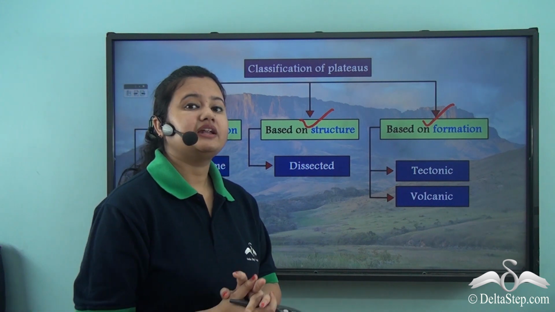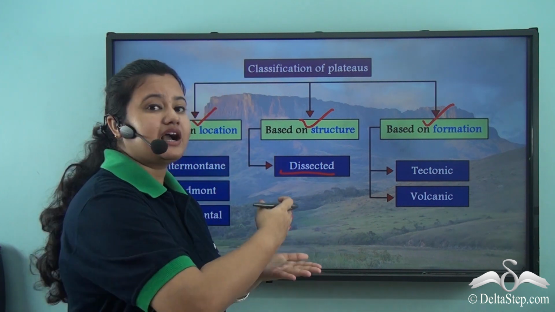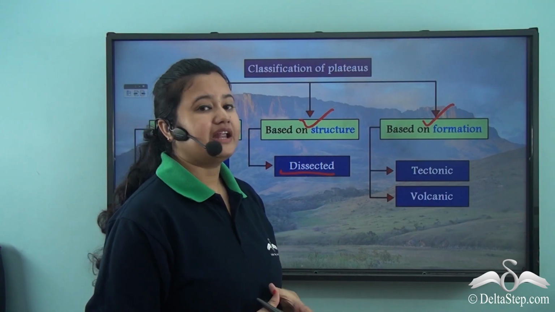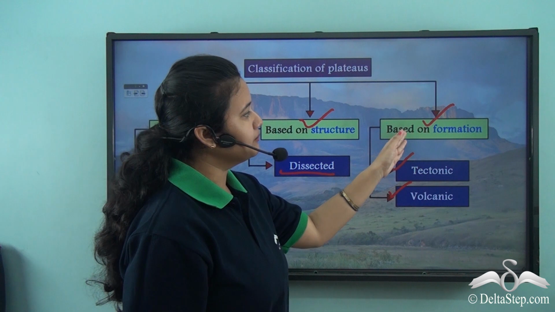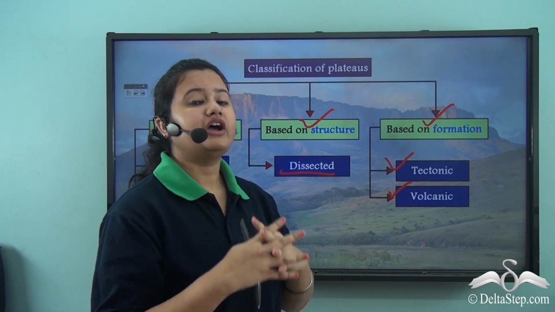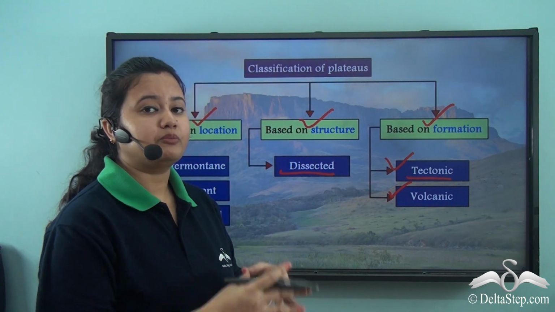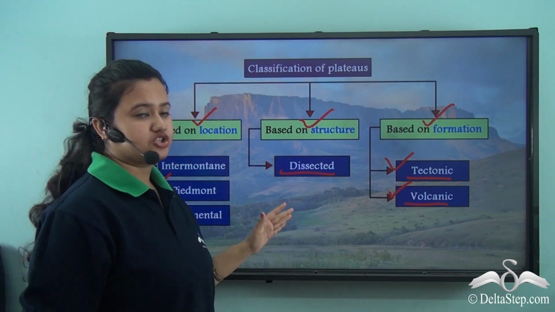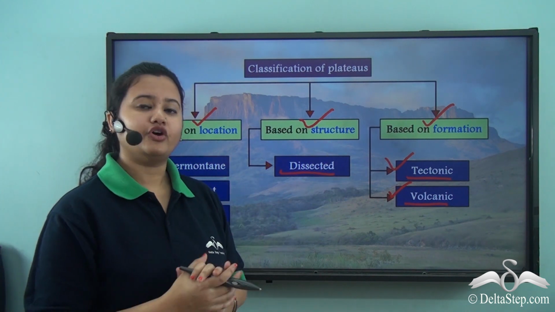Based on structure, we can classify plateaus as dissected. Dissected plateaus are eroded or cut through by several rivers that flow over them. And thirdly, plateaus can be classified into two types, that is tectonic and volcanic, based on their mode of formation. The plateaus that are formed due to slow collision of tectonic plates are known as tectonic plateaus, while the plateaus that are formed from volcanic eruptions are known as volcanic plateaus. So this chart shows the classification of plateaus based on location, structure and mode of formation.